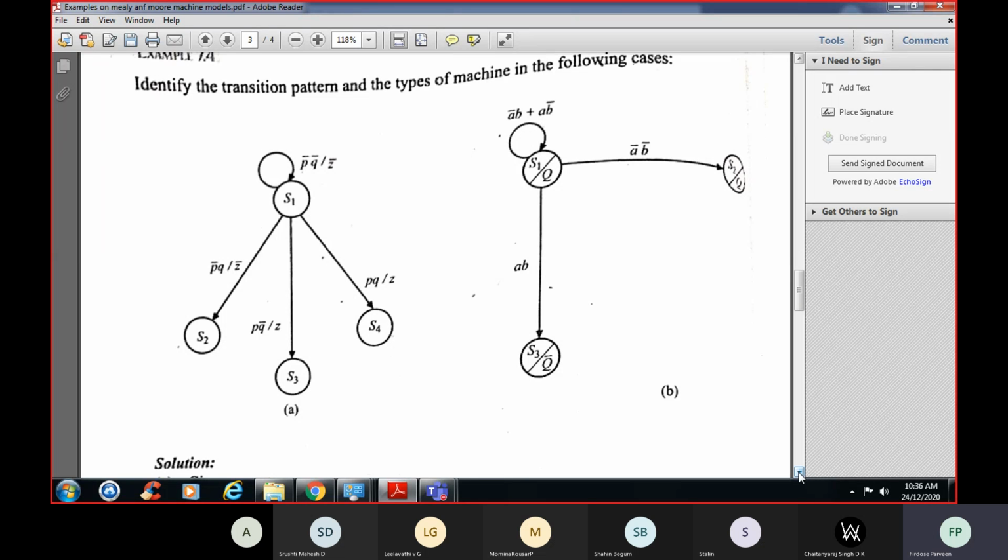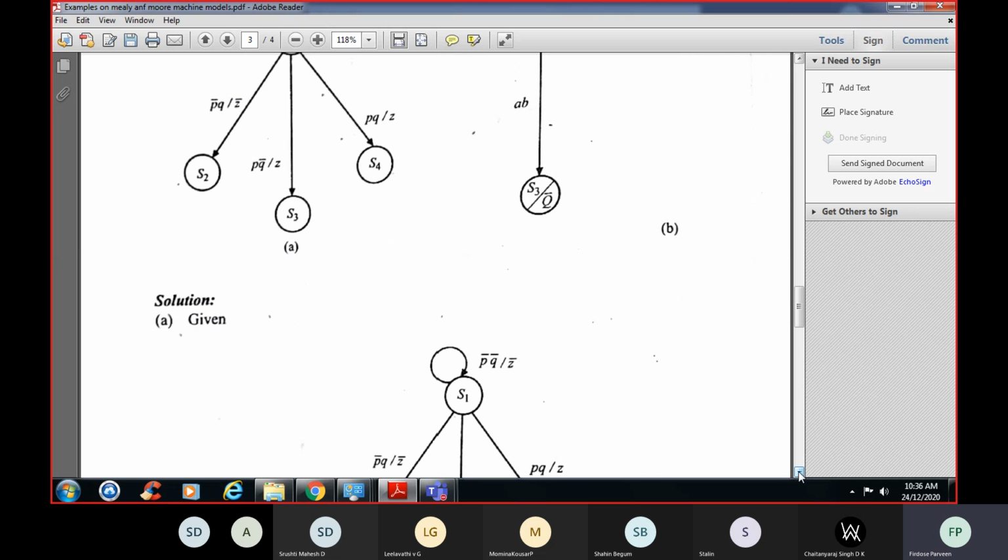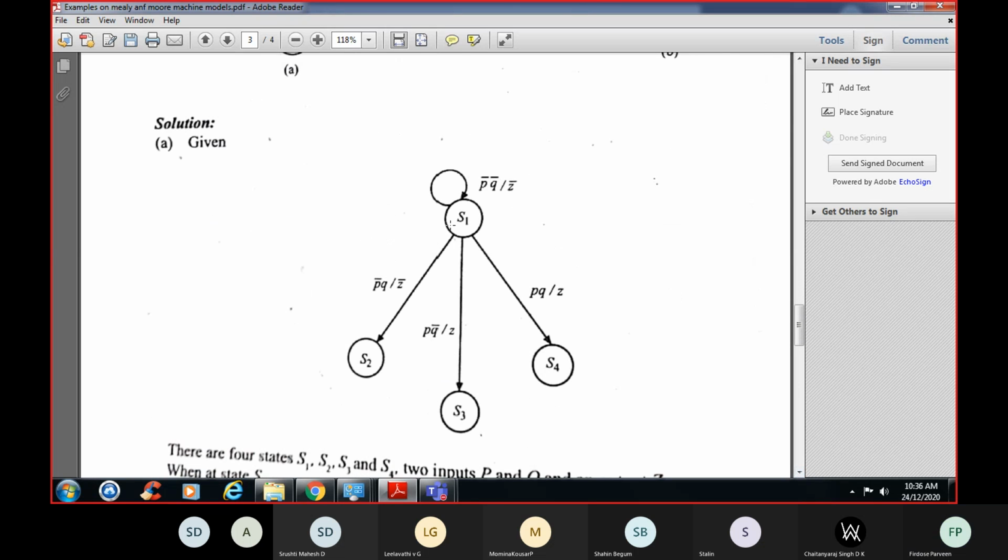Identify the transition patterns and types of machines in the following cases. So first let us take S1, S2, S3 and S4, and there are two inputs, that is P and Q. Seeing the diagram itself, you can tell which machine it is. It is a Mealy machine. Why? We are not having output within the state circle, so it is a Mealy machine.